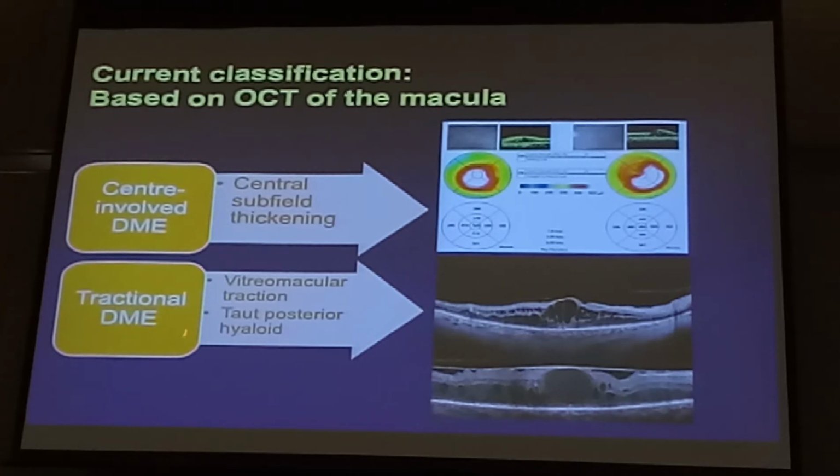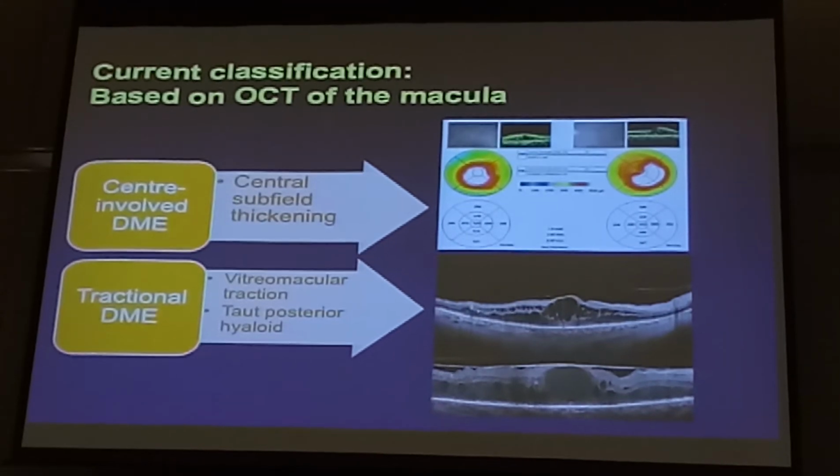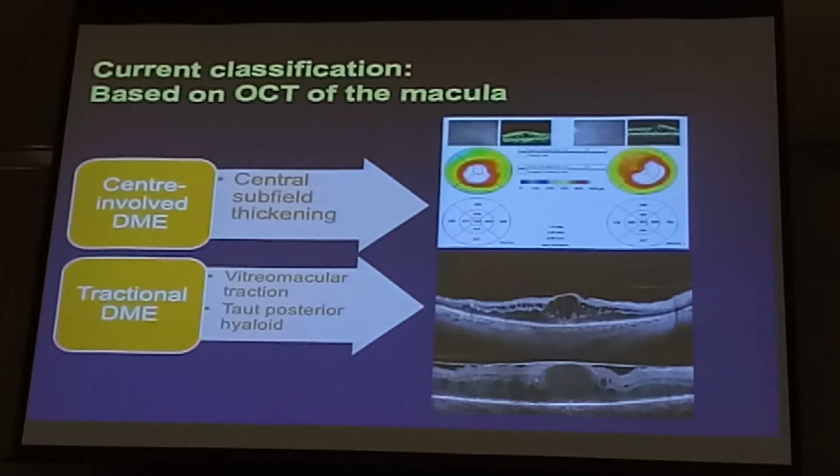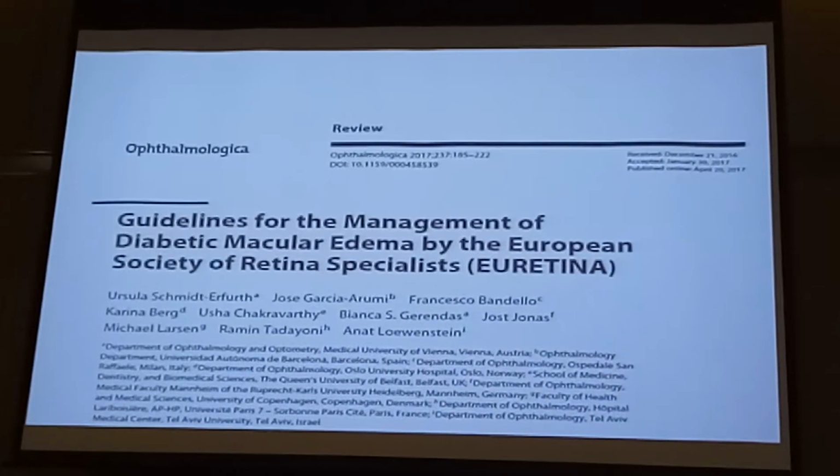Also, the OCT allows us to examine the interface with the posterior hyaloid. Because if it's tractional, what's your treatment? It's surgical, right? No point giving injections. So let's say you've got center-involved, non-tractional DME, then the treatment in this day and age is anti-VEGF. And so we follow the guidelines.